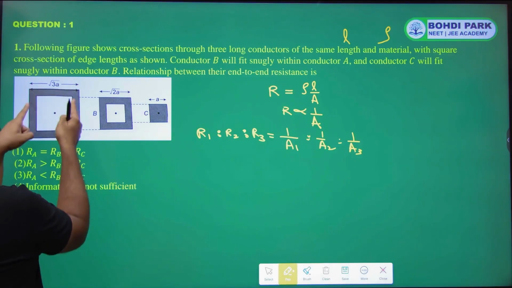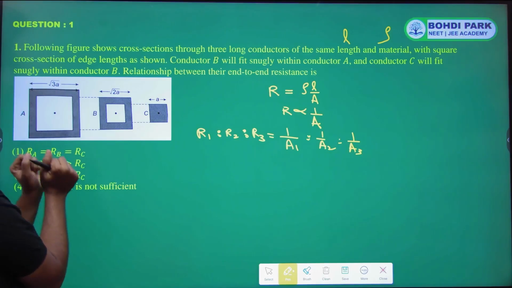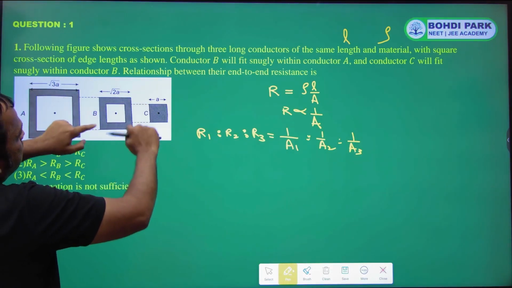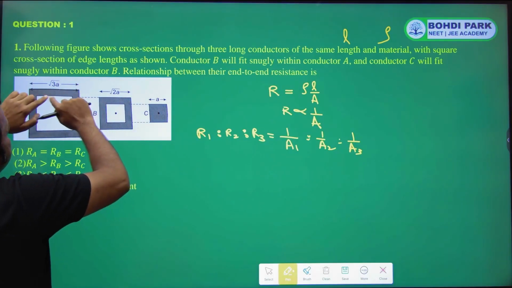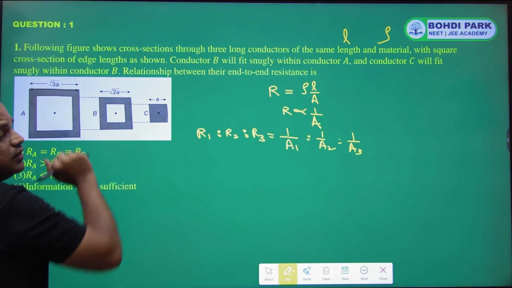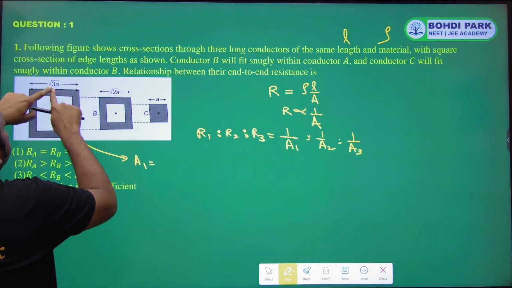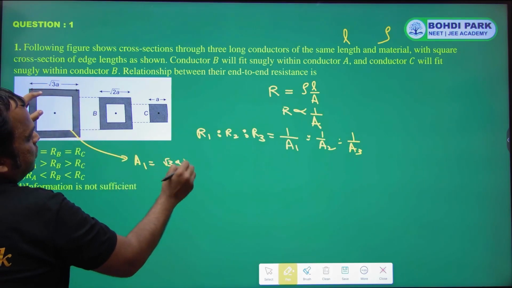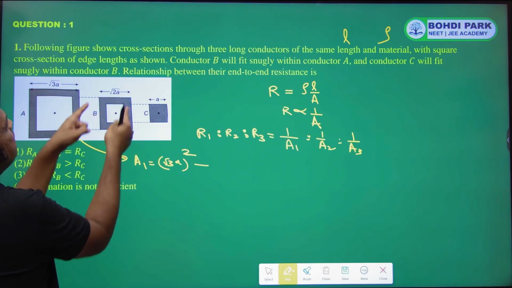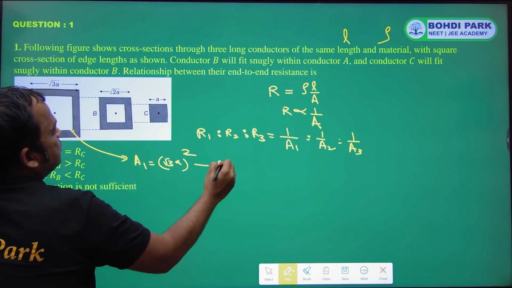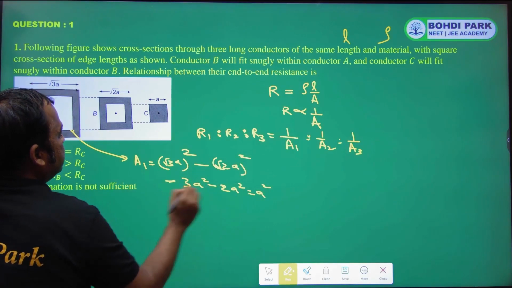So what is the area of the shaded portion of conductor A? This shaded portion we have to calculate. Now look at conductor B. The outer perimeter of B will perfectly fit inside this empty region of A. So the area of the first is the side square, which is (root 3 A) whole square, minus the area of the empty region. The area of the empty region is the same as the outer area of B, which is (root 2 A) whole square. So this is 3A square minus 2A square. It will become A square.